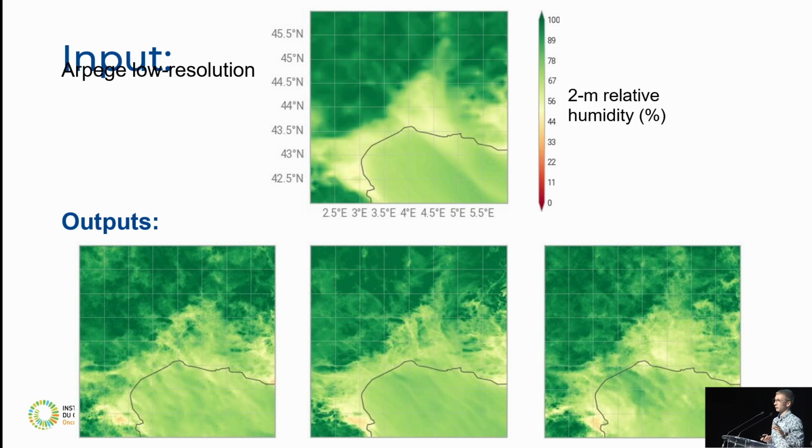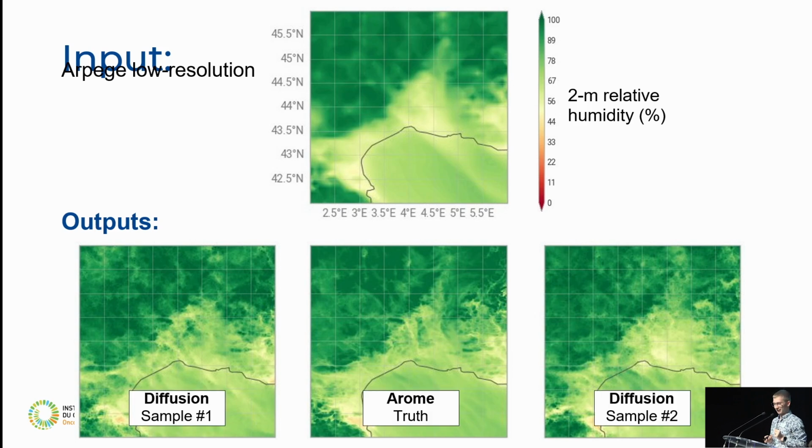So 2 are the diffusion model, because the diffusion model is probabilistic, so you can sample it to obtain different results. And one is the truth. I can let you guess who is who, but it's kind of difficult. So here are the results. The truth is in the middle. And you can see that it's a bit confusing because the 2 diffusion samples are actually quite different. This means that the model is able to generate some spread in this forecast. But in the meantime, we have one sample that is very close to the truth.